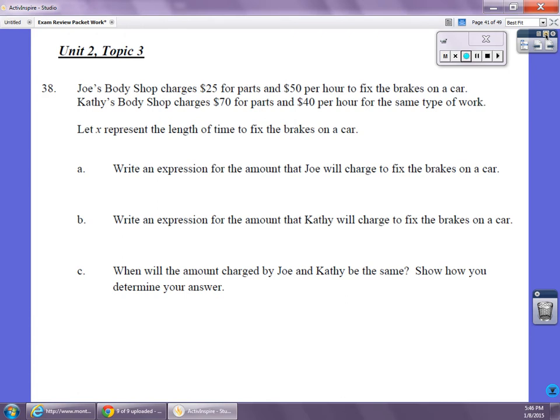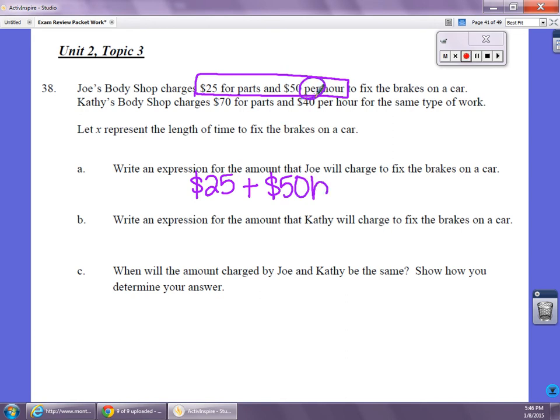Alright, so let's just go up. We have Joe's Body Shop charges $25 for parts and $50 per hour to fix the car. So we need an expression. No matter what, it's going to cost $25 for the parts. That's our starting point. Plus, it's going to cost $50 per hour. And that "per" is important. That's what tells us to multiply. So that's our expression for Joe.